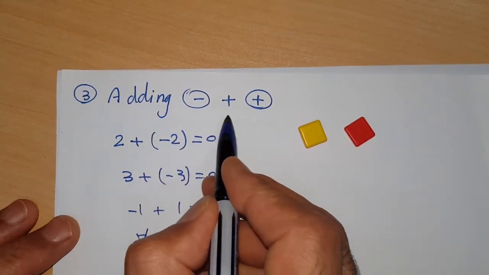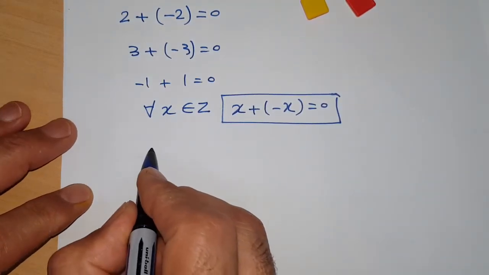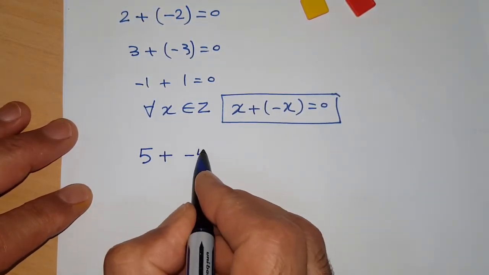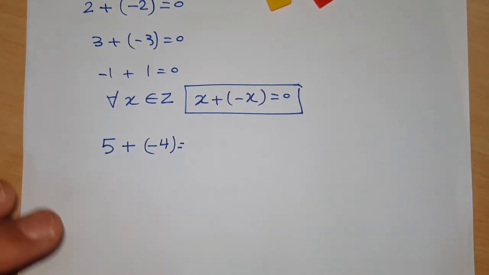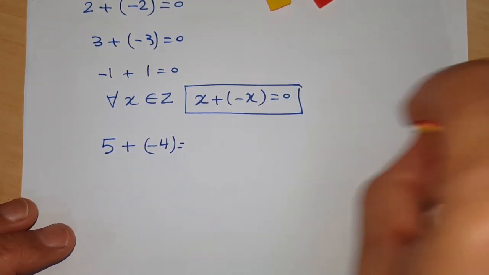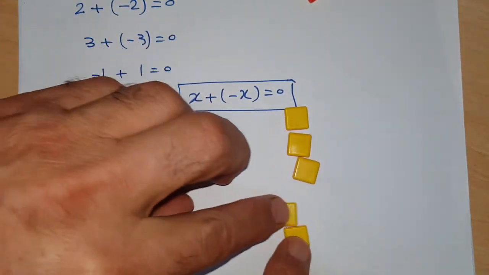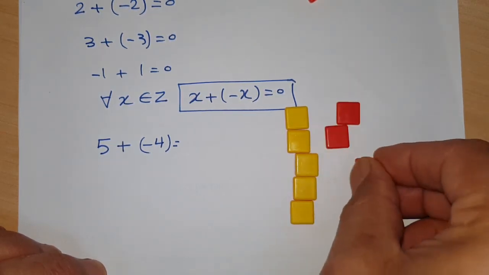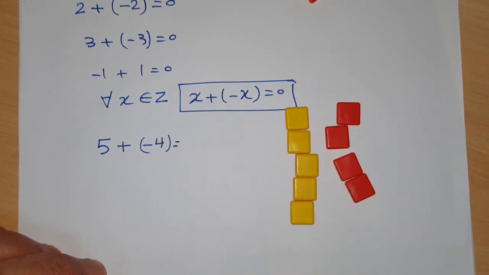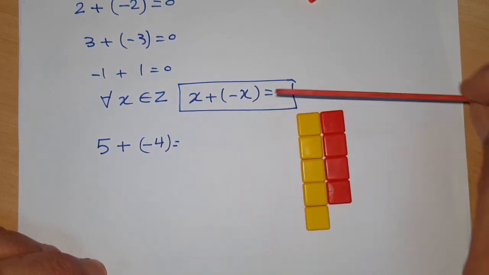Let's go back to our lesson, adding negative and positive numbers. How can you do this? Consider I have 5 plus negative 4. What's the answer? We form it using the help of algebra tiles. Consider I have 5 positive and negative 4. 5 plus negative 4 equals what?